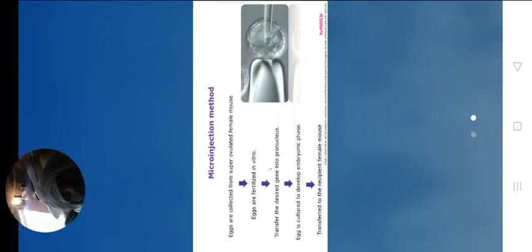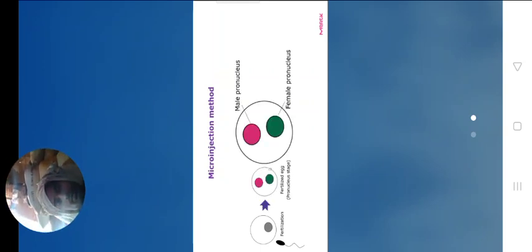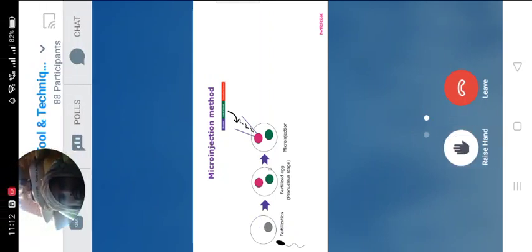So this is the fertilization. This is the single cell stage. Both the pronuclei are there, male pronucleus and female pronucleus. Then you can inject your transgene into the male pronucleus. In mouse, the male pronucleus is larger than the female pronucleus. So it is very easy to transfer your transgene into the male pronucleus.